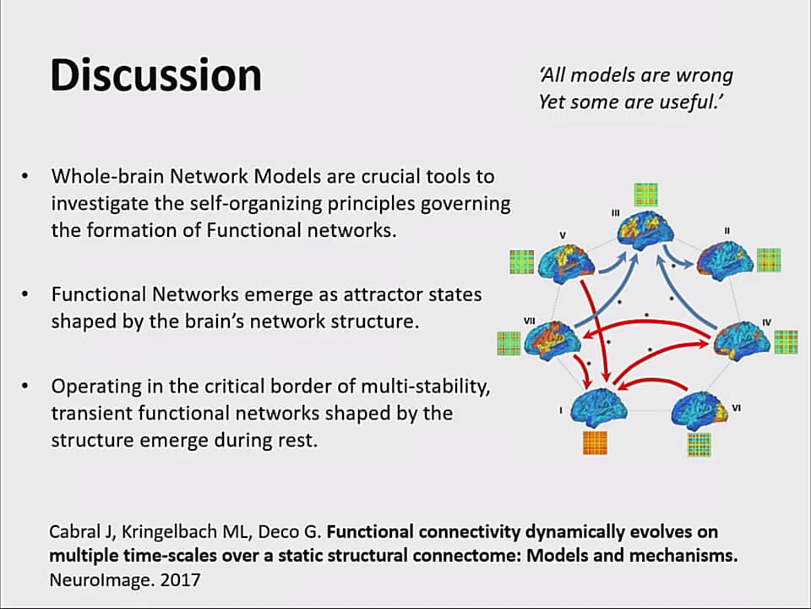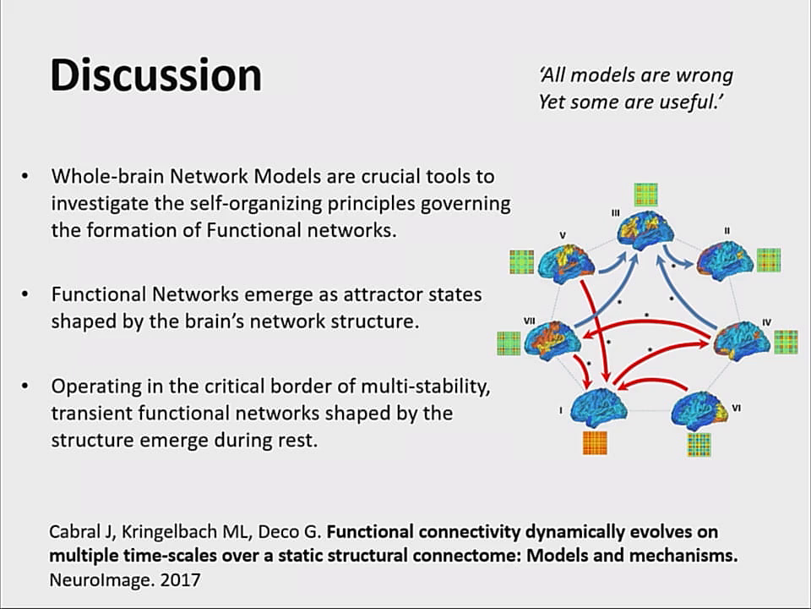And, well, I like this sentence saying, all models are wrong, but some are useful. So in general, I just want to say that whole brain network models are useful tools to investigate these self-organizing principles governing the formation of functional networks. In a way, as I see this, the functional networks are attractor states that are shaped by the brain's network structure. And these attractor states could be driven by kernels, these connectome harmonic modes. So this flows through loops that generate more stability of certain patterns rather than others.